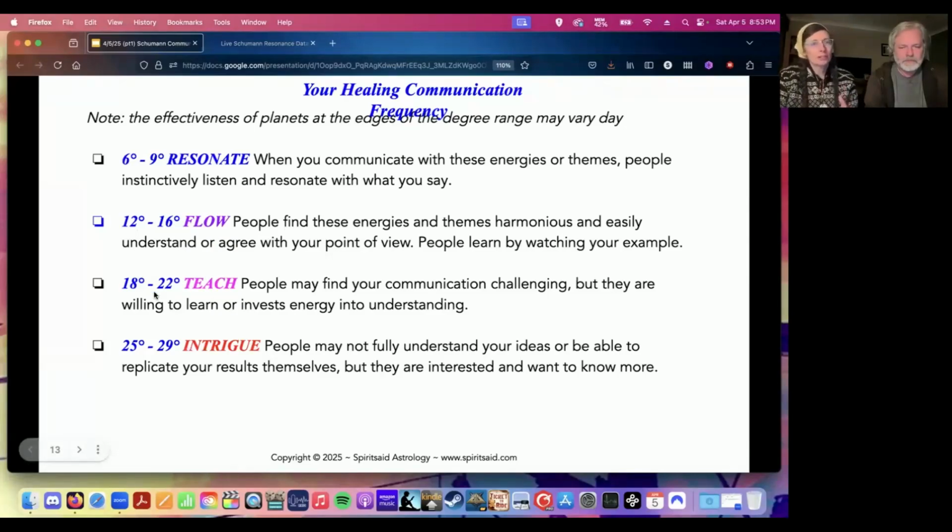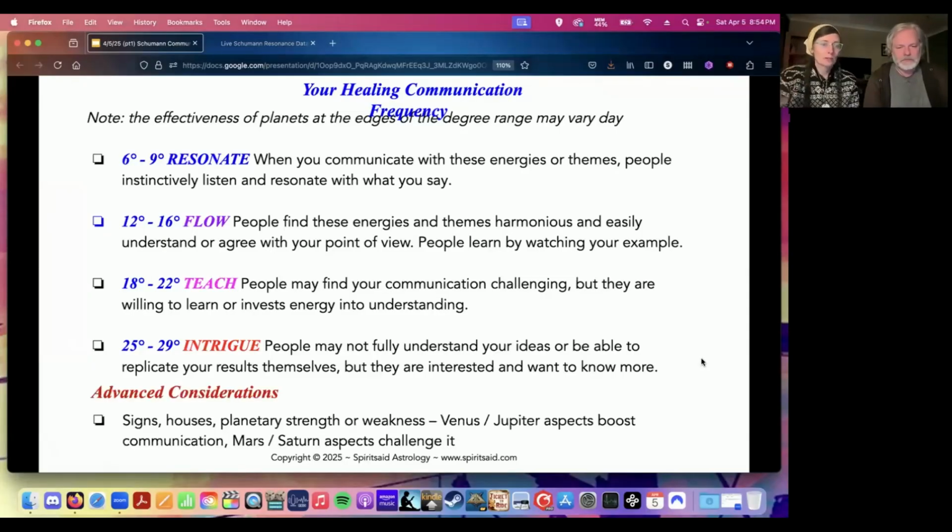It might be challenging because they don't understand it, but they're willing to learn, willing to listen to you, willing to invest some energy. And then the intrigue zone, people don't necessarily get it or they can't do it, but they like to watch you. So if people are super successful at some level, like professional athletes or amazing artists, great writers, you might find that they have more placements in this sort of zone.